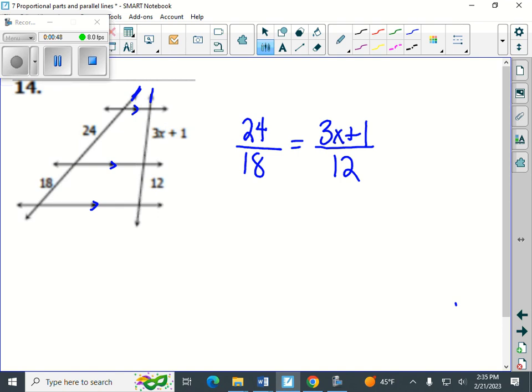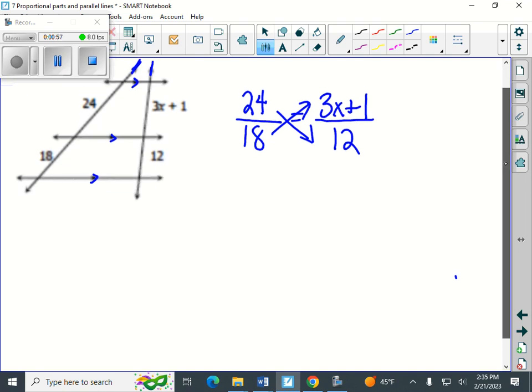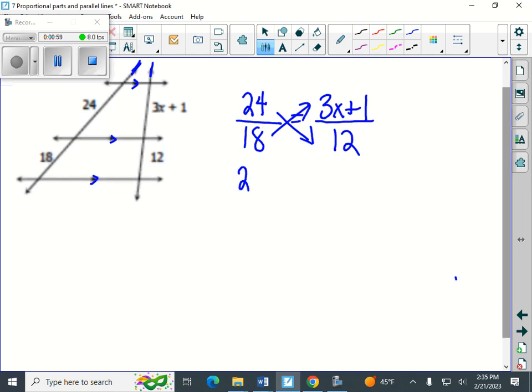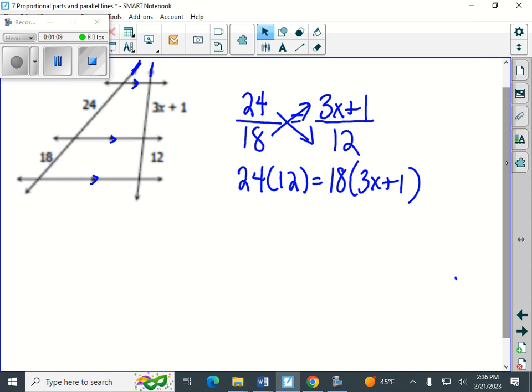And when we solve a proportion, what we do is we cross multiply. So we're going to multiply these two together, and we're going to multiply these two together, and eventually we're going to have to use the distributive property. But it's going to be 24 times 12 equals 18 times 3x plus 1.